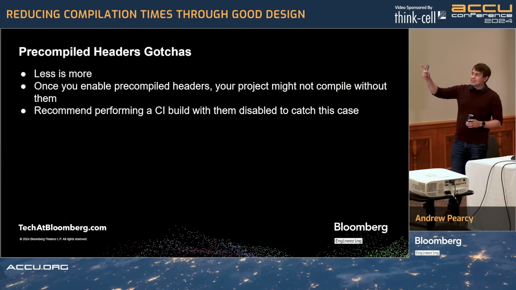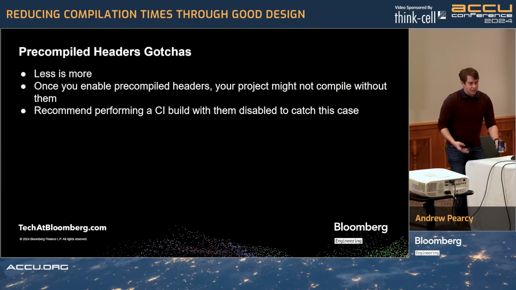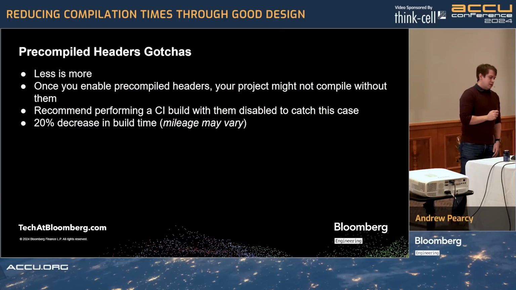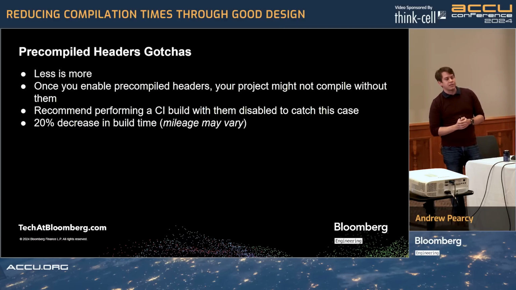And so what we recommend is that on some sort of regular cadence, you do a regular CI build with precompiled headers turned off, so that you're ensuring that you're not breaking your build. Yeah. And we got a 20% decrease in build time just by turning on precompiled headers. A little bit of tuning to try and find the right spot.